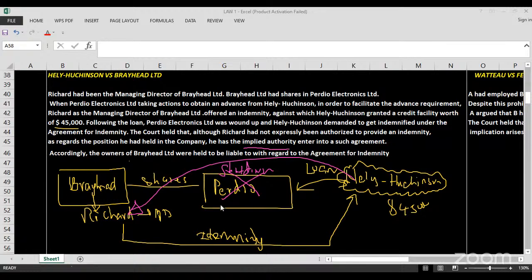And even they have taken just shares only, but because of this power, because of this position, he receives an implied authority. Therefore, the owners of Greyheads are liable to indemnify Haley Hutchinson. So, because of whom? Because of this Richard. Now, what is happening is, because of the implied authority, this person is becoming an agent to this Podio, who is the principal there.